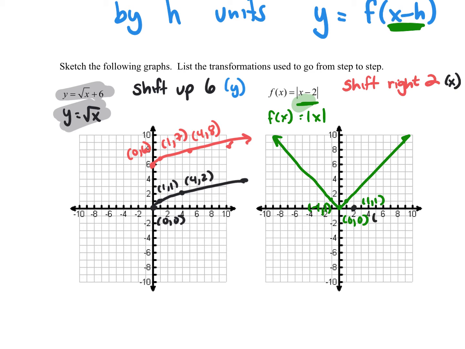So that's going to give me the point (2, 0), because (0, 0) plus 2. And then I'll get (3, 1) when I add 2 to that. And then if I add 2 to negative 1, I'll get (1, 1), which would look like this. So I'm just adding 2 to all the x values because it's a left-right shift and that's horizontal. So it looks like this. And I think you can agree that moving from the green to the black, we are certainly moving it to the right by 2 units.